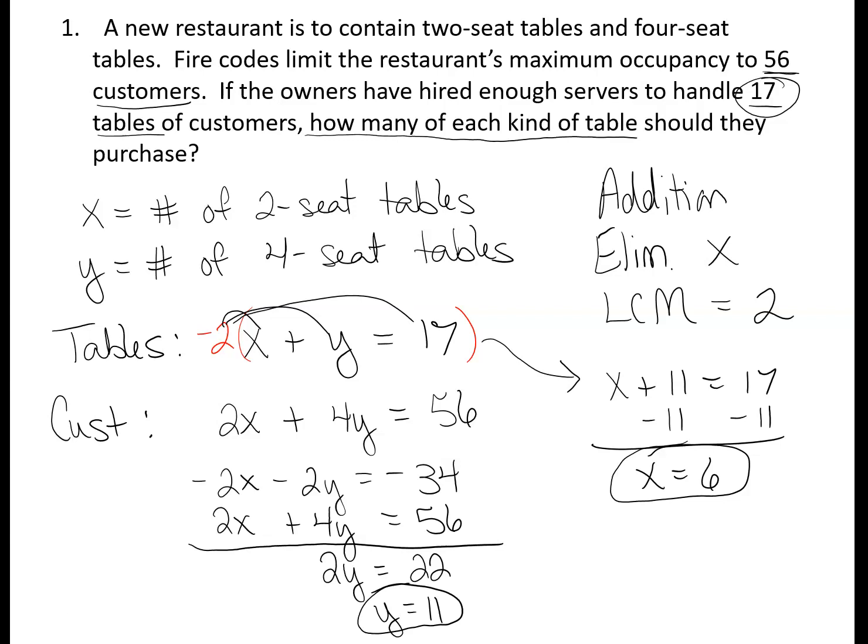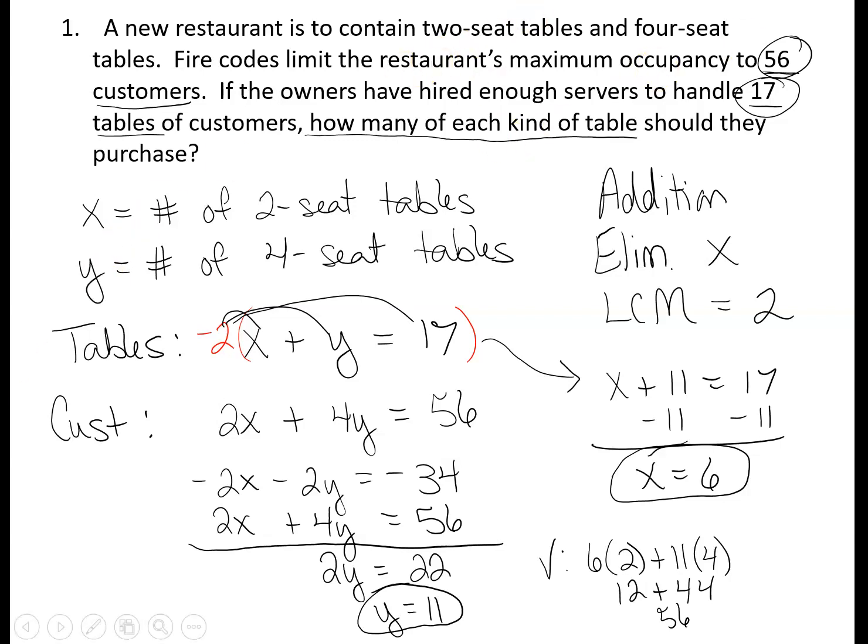And then for customers, if we did 6 tables that each hold 2, plus 11 tables that each hold 4, well, that would be 12 plus 44 would be 56, which is how many customers that we could have. Okay, so there's one example.